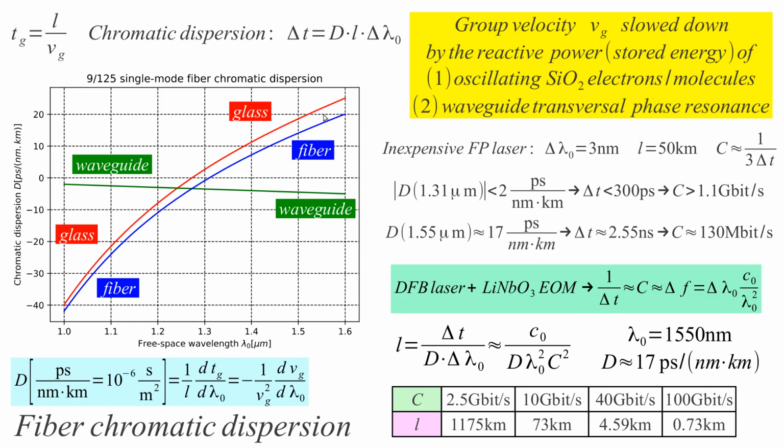And here we have all effects included. So oscillating electrons and molecules of the glass, and waveguide transverse phase resonance, because this transverse phase resonance is a standing wave. Standing wave also means reactive power, so stored energy in the waveguide, and this will also slow down our communication. And we have to deal with this blue line here.